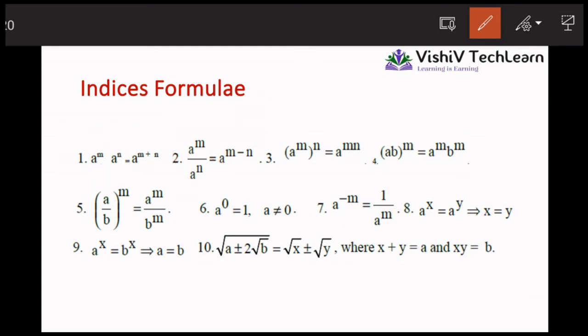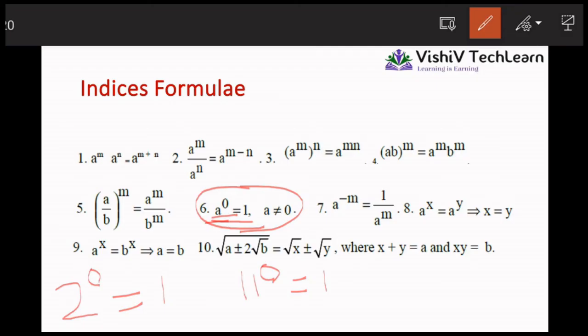Now in case of the sixth formula, a raised to 0 is always equal to 1. In place of a, we can take any figure. For example, 2 raised to 0 is always equal to 1. If we consider any other figure, for example 11 raised to 0, it is also equal to 1, and so on. Now if you think how this could happen, that any figure raised to 0 is always equal to 1, the logic behind this is the second formula.